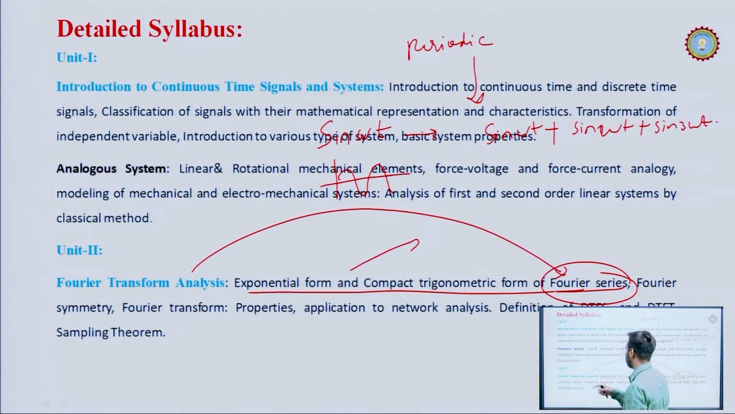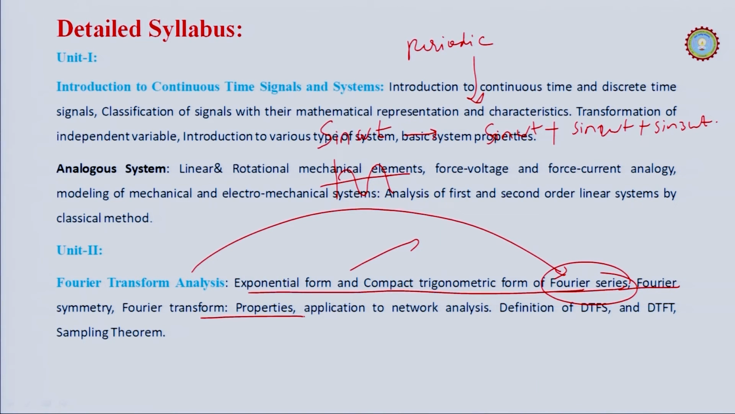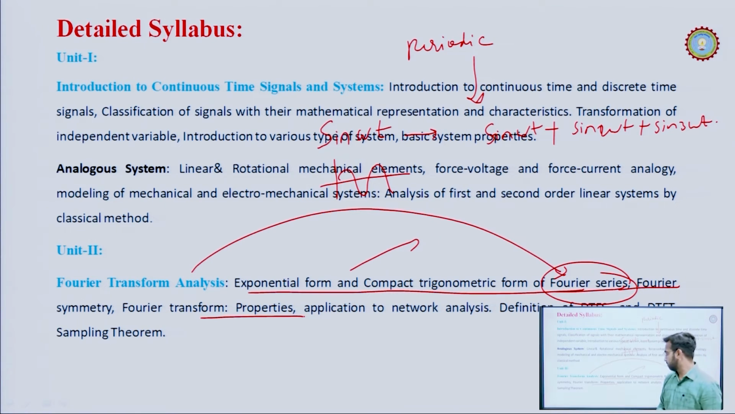Now, again we will be studying Fourier symmetry and Fourier transform. Again we will have properties of Fourier transform, through which we can easily say that this will be the condition for which this is a property by which we can simply write the final result. In the Fourier transform you will also be studying the initial value theorem and final value theorem. What is the initial and final value theorem?